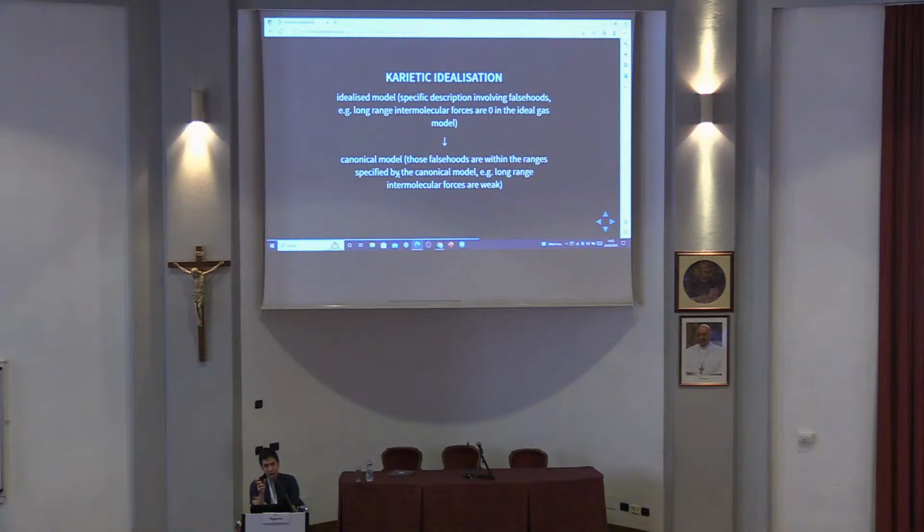It specifies a range of the force values for long-range intermolecular forces. 0 is within the range. Your false assumption, your idealization assumption, is within the range, but so is the true thing. The true thing is also within the range. Intermolecular forces are low enough that they don't make a difference to the phenomenon.